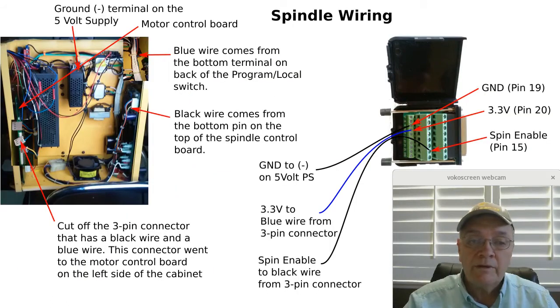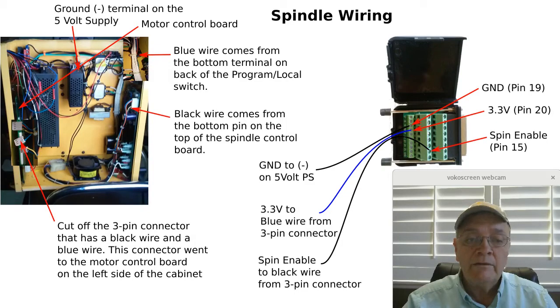These connections will provide the ability to turn the spindle on and off from the Buildbotics controller. The speed continues to be controlled with the rheostat on the side of the spindle. Start by cutting off the 3-pin connector that has a black wire and a blue wire only and attaches to the motor control board on the side of the Dyna cabinet. The black wire remains connected to the bottom pin on the 9-pin connector attached to the spindle control board. The blue wire remains connected to the bottom terminal on the back of the program local switch. You may want to verify that you have the correct wires with an ohm meter.